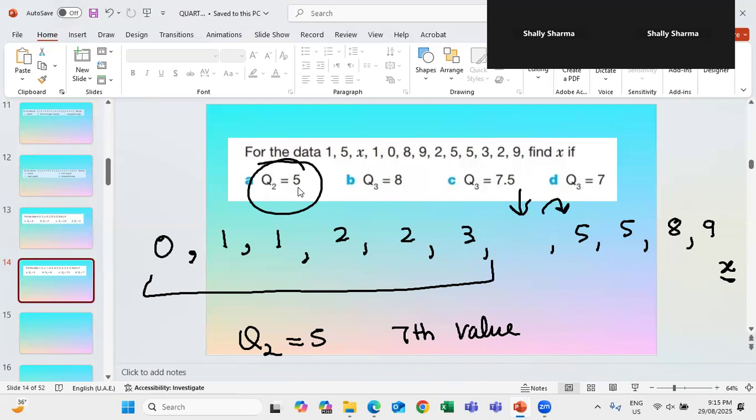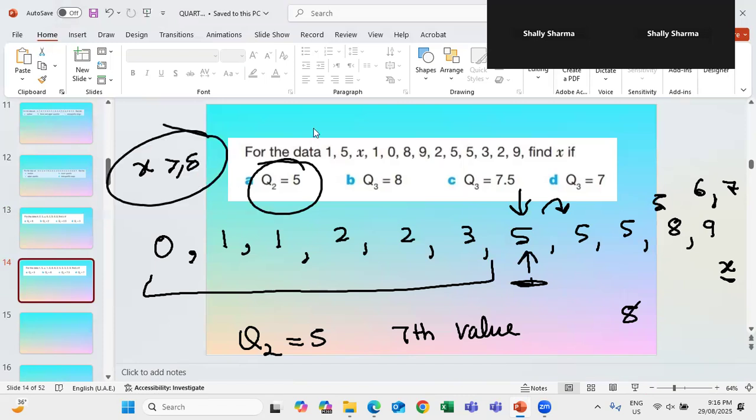I can take X as any value like 5. So that will be adjusted here. In that case, my seventh value will not be changed. I can also take X as 6. In that case also this value will not be changed. I can take X as 7. So any value greater than 5 will not disturb the median. So I will say that X will be greater than or equal to 5. And this completes this question.